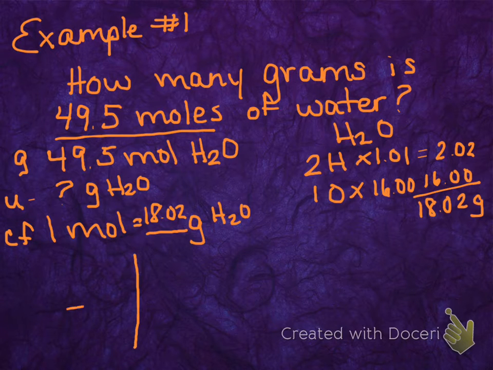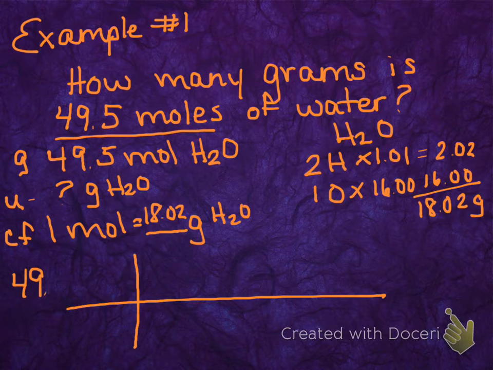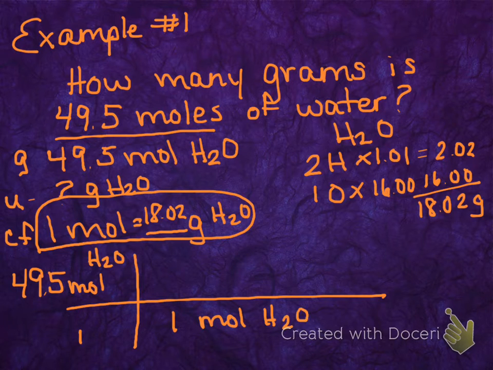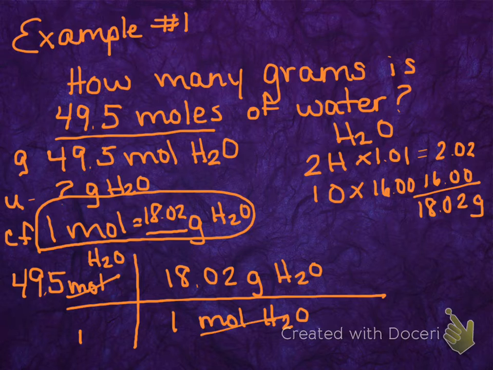Now I'm ready to set up my truth table. So I'm going to put in my given. My given is 49.5 moles of H2O. Again, over 1. Then we have to look at our conversion factor. We've got to plug our conversion factor in to our truth table so that it makes sense, so that the units cancel out. To do this, we're going to put moles on the bottom. So 1 mole here. And on the top, we're going to put 18.02 grams. Okay, we do this so that our units cancel out.